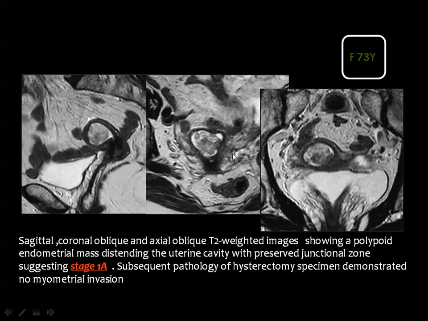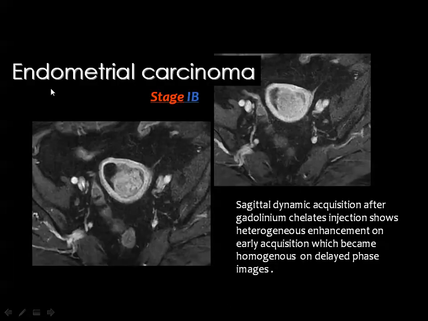And this is stage 1A uterine endometrial cancer, where you see the mass inside the uterine cavity and the uterine wall is more or less intact. And this is also one of the helpful criteria, which is the use of diffusion weighted images by MRI to help you appreciate how much of the endometrium has been involved.